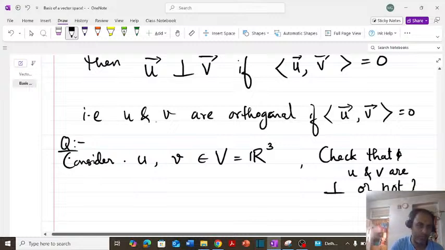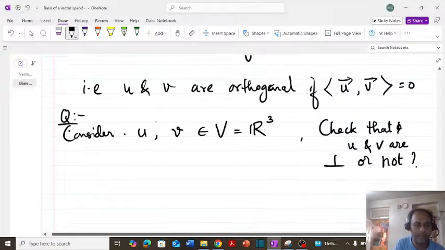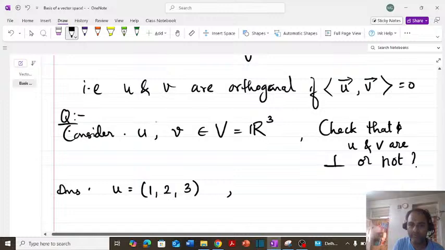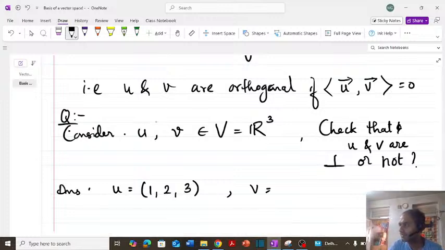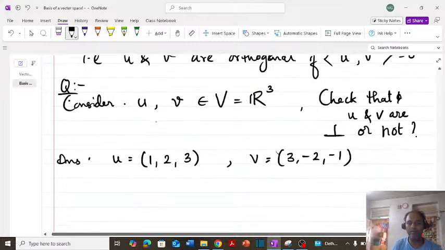Perpendicular means orthogonal. Okay, so answer: if I take u equals 1 comma 2 comma 3 and v equals some vector, 3 comma minus 2 comma minus 1. So let us see whether they are orthogonal or not.